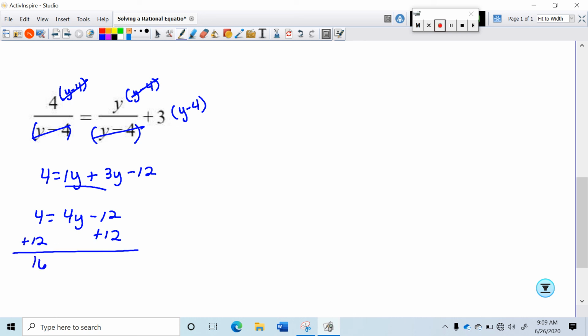So 16 equals 4y. 4 times y, divide by 4. 16 divided by 4 is 4. Equals top cancels with bottom, y. Check it against the original denominator. So if 4 is y, I've got 4 minus 4 equals 0. That's not allowed. That makes this entire thing undefined. So the answer for this is not 4. The answer is no solution.